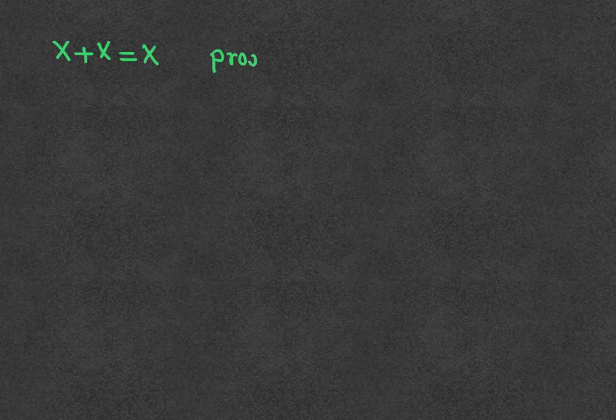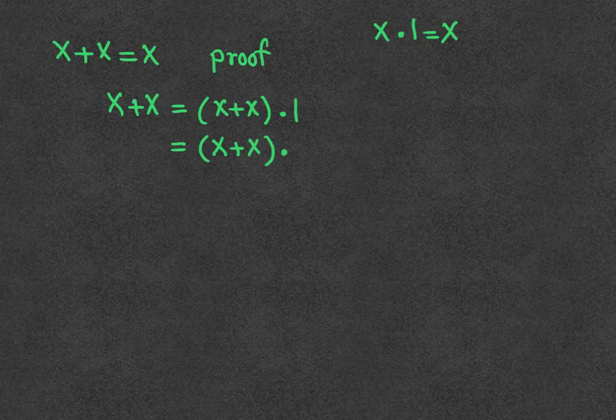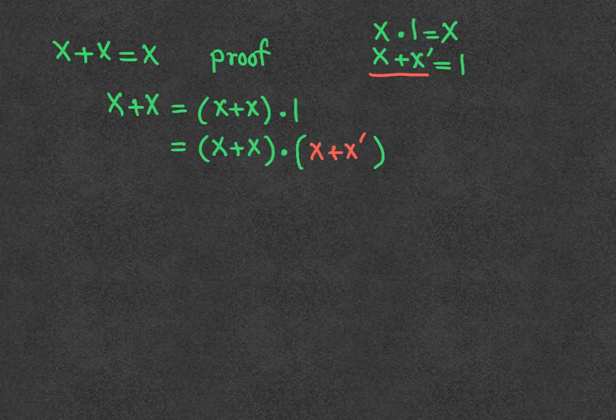So let's see the proof. Because x plus x, you can write it as x plus x multiplied by 1, okay? Because before I told you x and 1 is going to give you x. So this is going to give you the same x plus x. It doesn't matter if you put and 1, okay? So then I can write x plus x, and the 1 I can write, I know that x plus x prime is going to be 1, okay? I'm going to replace 1 by this guy. So I'm going to get x plus x prime instead of 1.